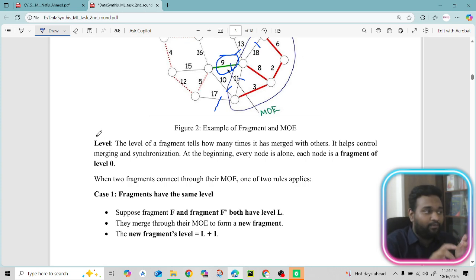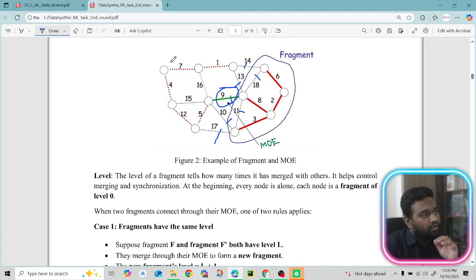There's another concept called level. We are going to use this level to merge and get the level of the fragments. Initially all these nodes are fragments. For all the nodes the level will be 0 at the initialization.